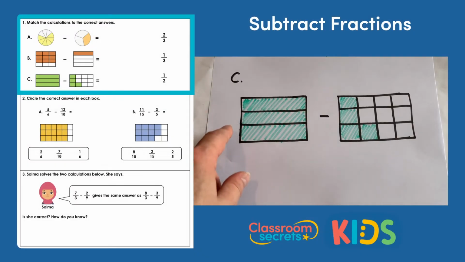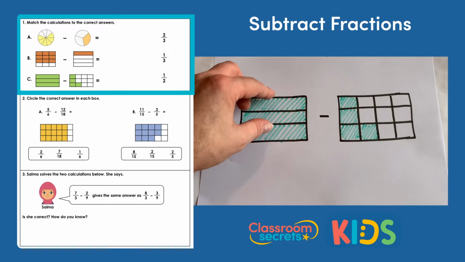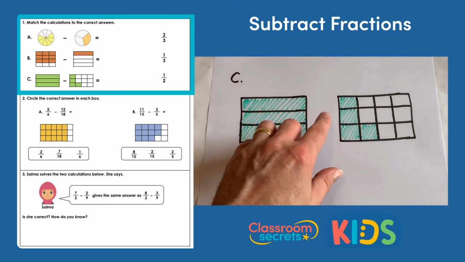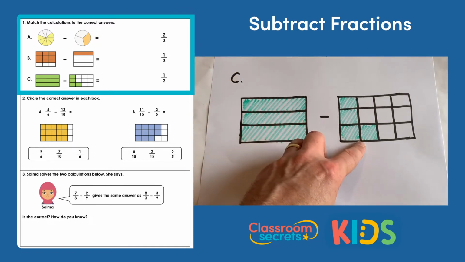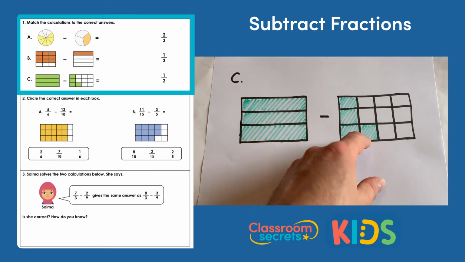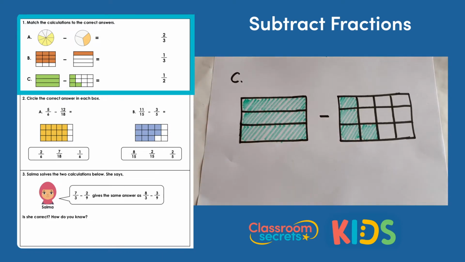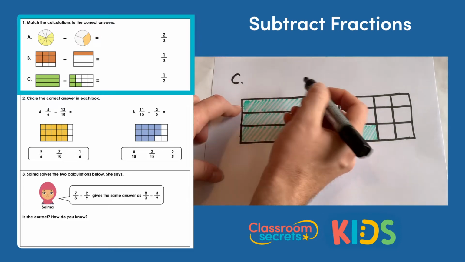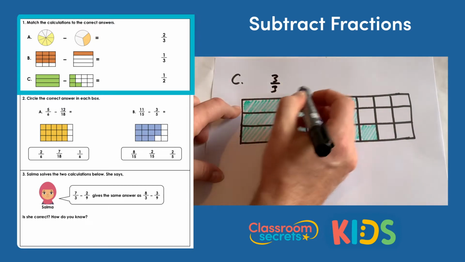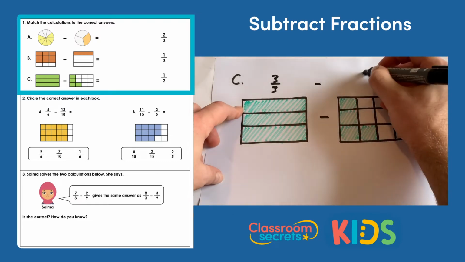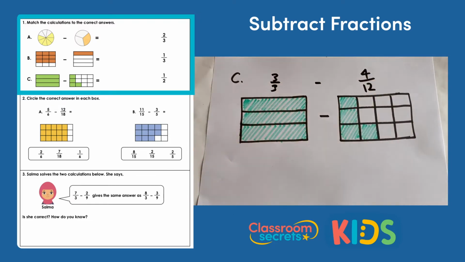For C, we have a diagram that's split into 3 equal pieces, but all 3 are shaded in, so it is 1 whole that's shaded in. 3 out of 3 equal pieces are shaded in. We have 1 whole, and we're taking away 4 out of 12 equal pieces, so 4/12. So this would be 1 whole, or you could write it as a fraction of 3/3, 1 whole, take away 4/12.